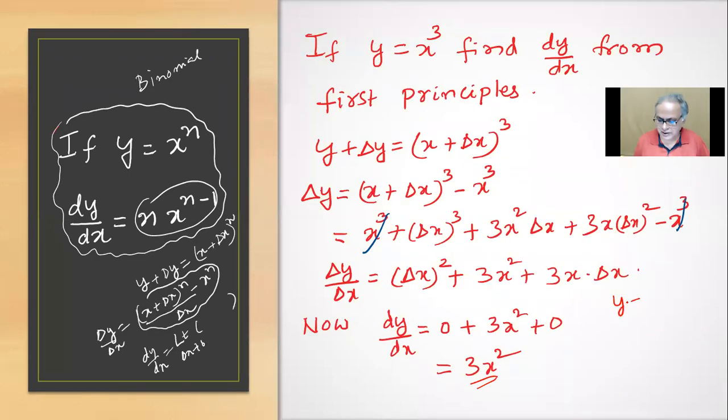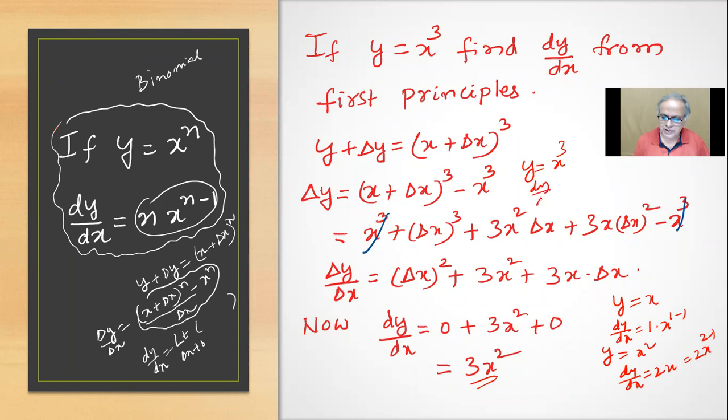So if y equals x, I got dy by dx equals 1, which I'm writing as 1 into x to the power 1 minus 1. If y is x square, I've got dy by dx equals 2x from the first principles, which I'll write as 2 into x to the power 2 minus 1. If I've got y equals x cubed, I've got dy by dx as 3x square, which is 3 into x to the power 3 minus 1. Therefore, I'm generalizing without using this formula: if y is x to the power n, dy by dx is n into x to the power n minus 1.